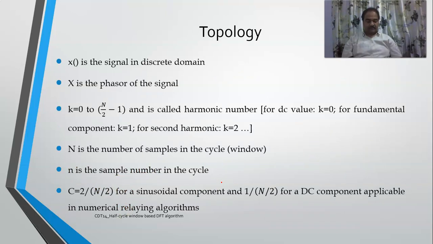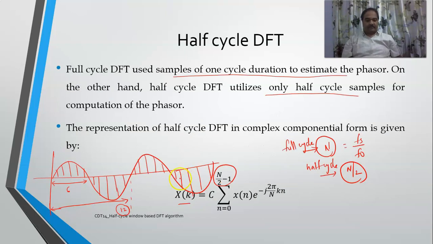As you have seen already, k represents the harmonic number, and N represents the total number of samples in one full cycle. Here I require only half of the samples. X of n is the data, and n is the value which varies from 0 to N by 2 minus 1. And c, we already know, if we are computing the DC component, is 1 by N. In case of AC or sinusoid components, we take it as 2 by N.